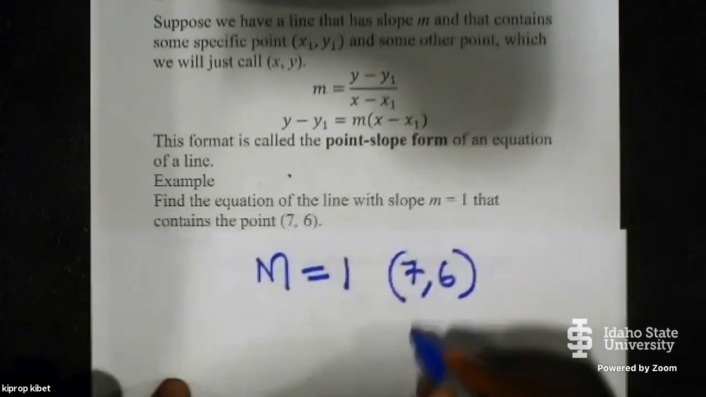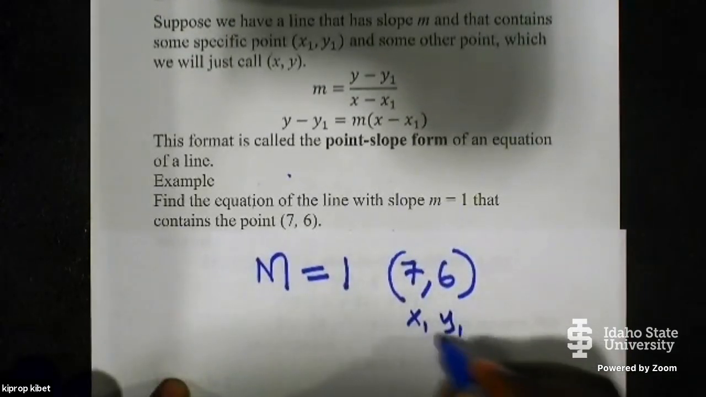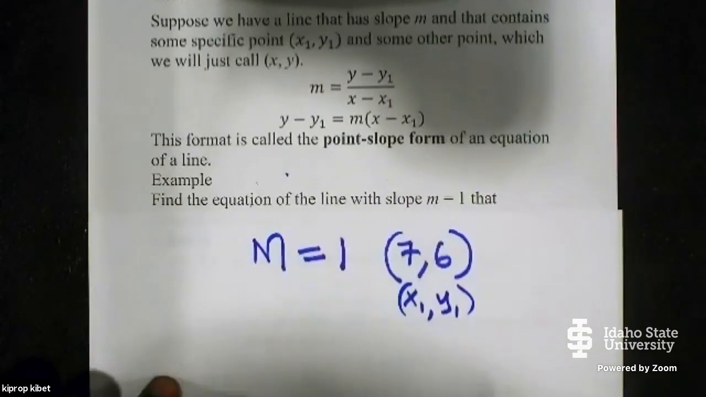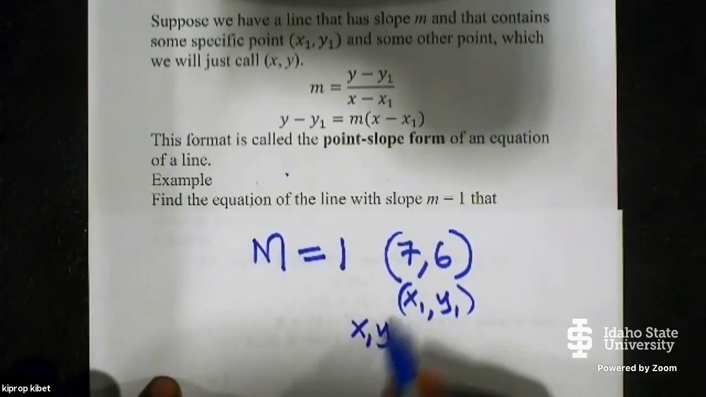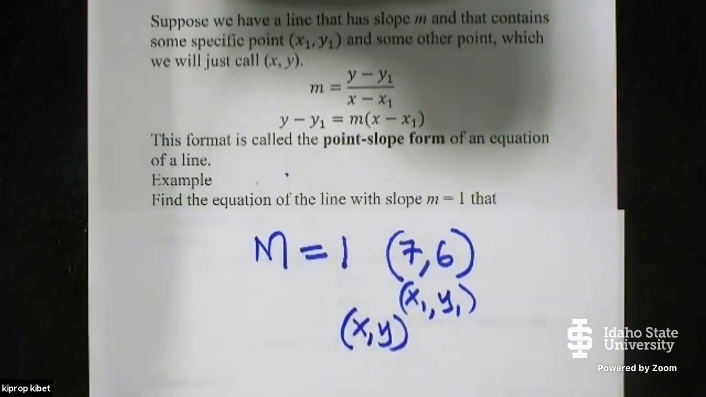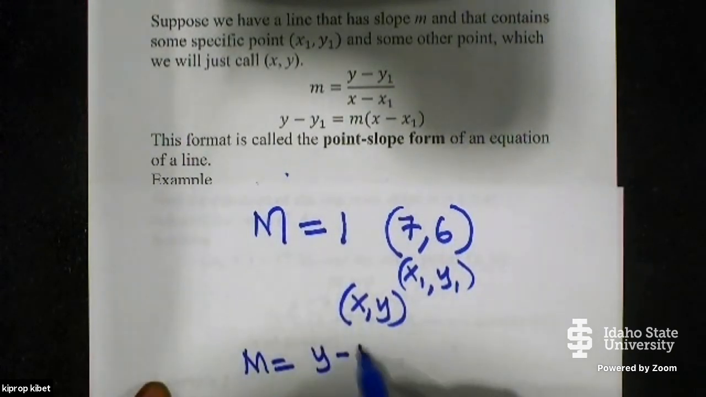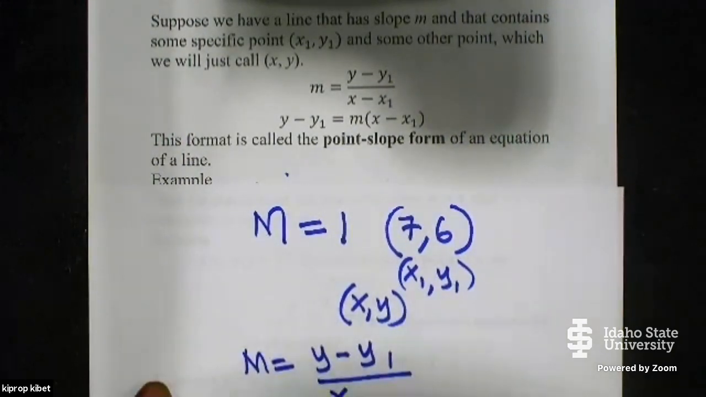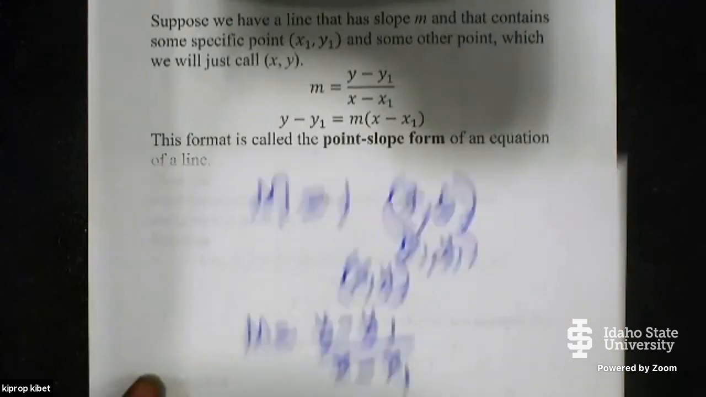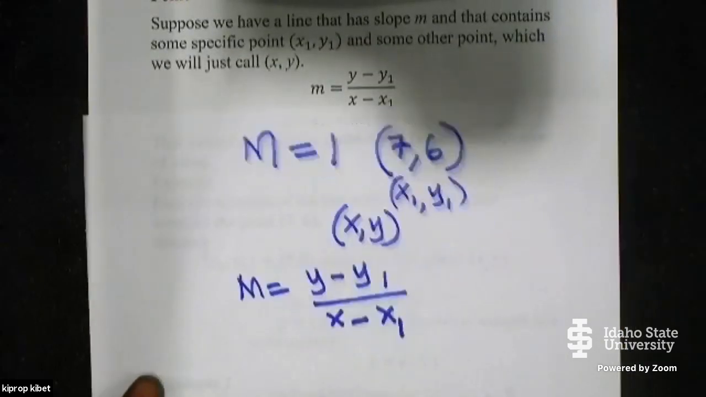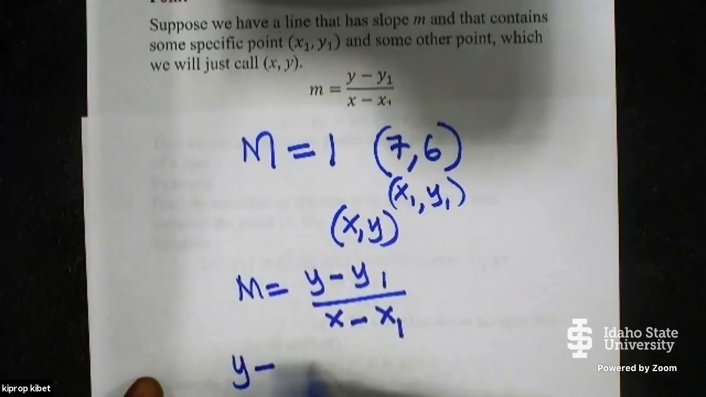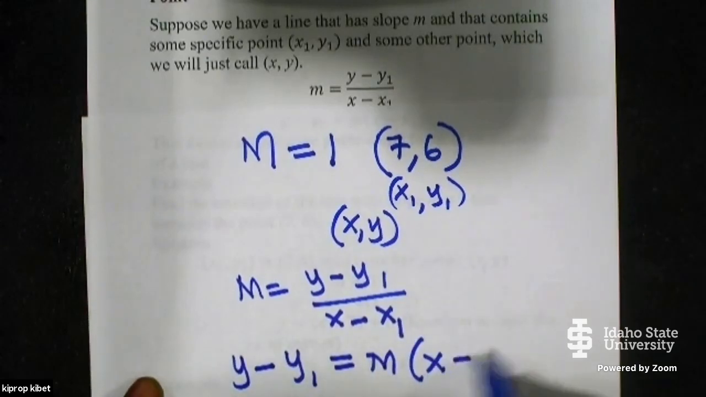So this is the point x1, y1. You take another point, which is x, y, to form the equation of the line. So m here will now be y minus y1 all over x minus x1. Or you can use y minus y1 equals m times x minus x1.